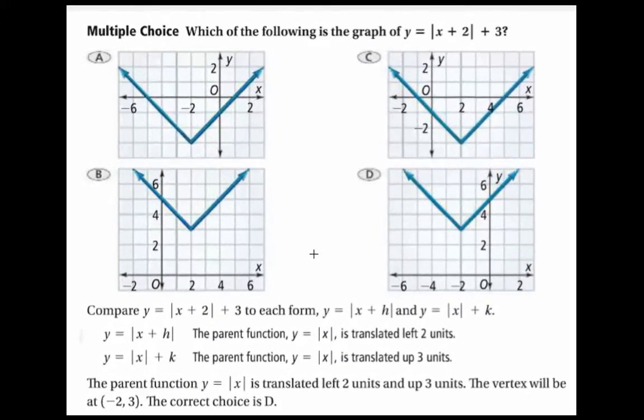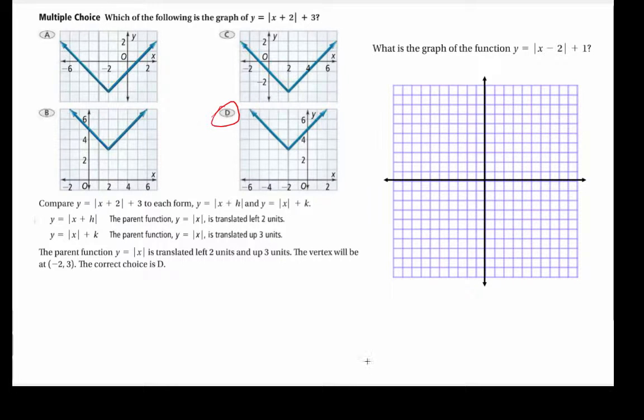So here's a multiple choice type of question. Which of the following is the graph of y equals the absolute value of x plus 2, plus 3? Well, the plus 2 inside the absolute value tells us we're going to have a horizontal translation to the left of our parent function. The plus 3 means we're going to translate this up. Answer D gives us that graph. We have our parent function would be right in here. We've translated it left 2, and we've translated it up 3.